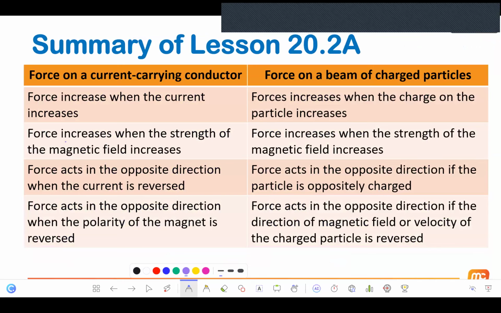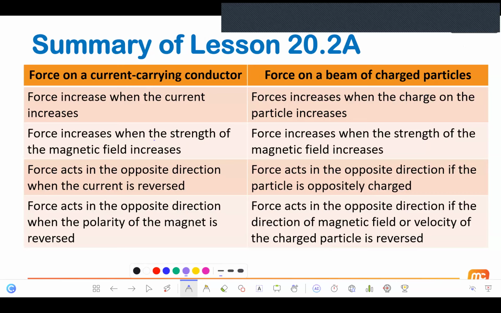Okay, a summary of what we have covered so far. We have covered that there will be a force acting on a current carrying conductor when it's placed in a magnetic field. There will also be a force acting on a beam of charged particles, not a current carrying conductor, but a beam of charged particles, when it's placed in a magnetic field. So just take note for both sides. The factors that affect it are very similar. For a current carrying conductor, you can increase the force by increasing the current. For here, you can increase the force by increasing the number of charges or the charge on the particles.